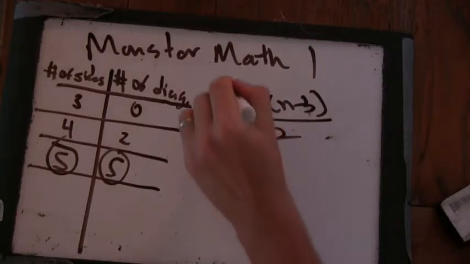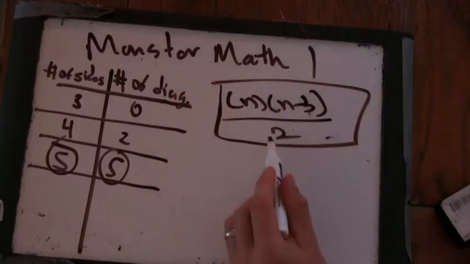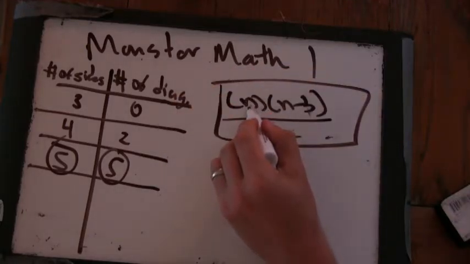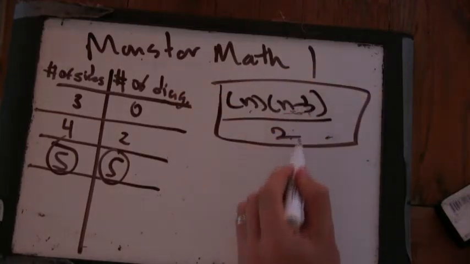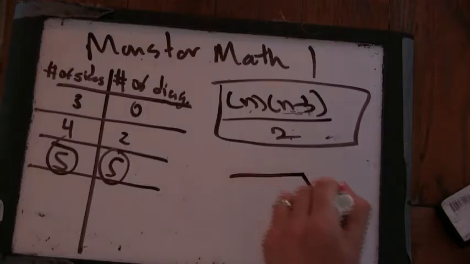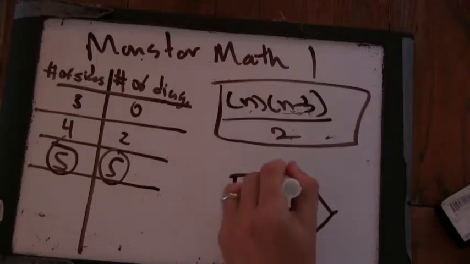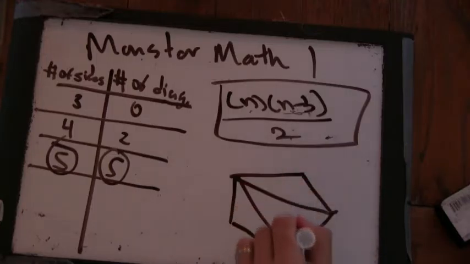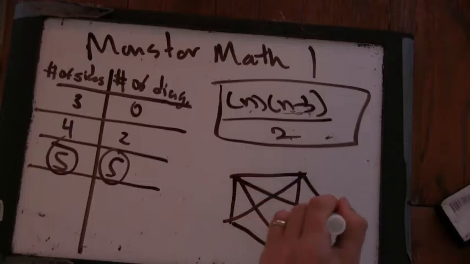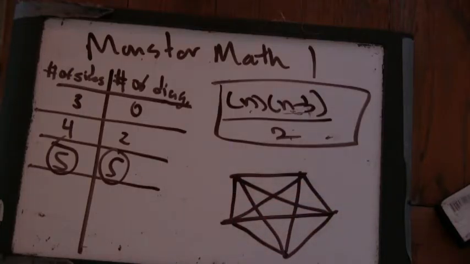So we could interpret this as a counting thing as well. There were n times n minus 3 things, and we double counted. Do you see n copies of n minus 3 things in the pentagon when we're trying to count the diagonals?